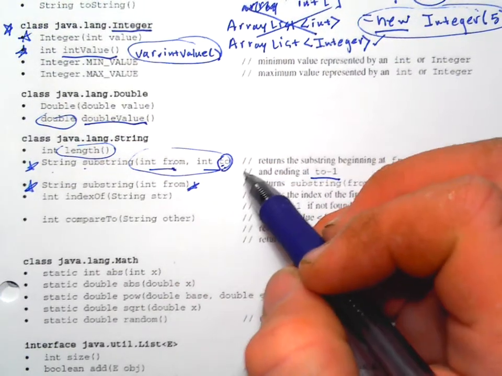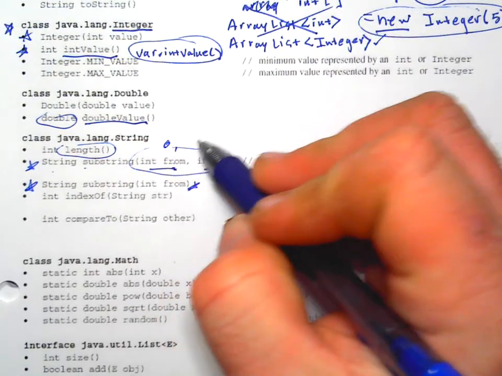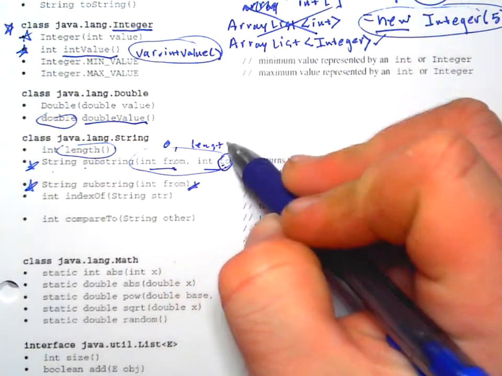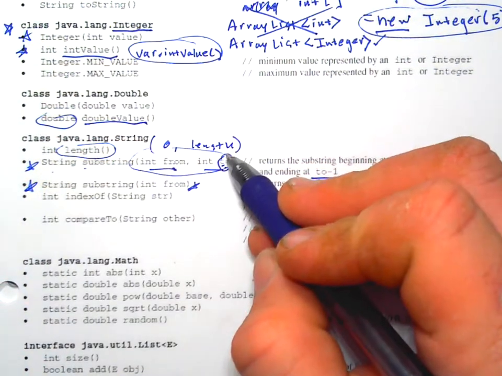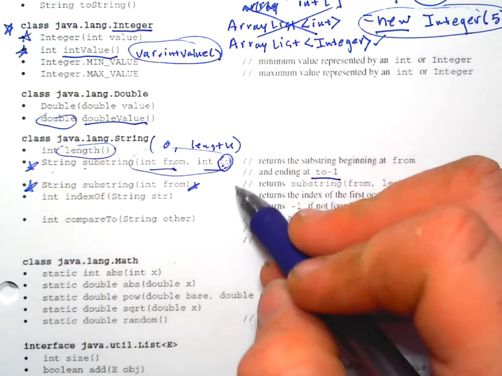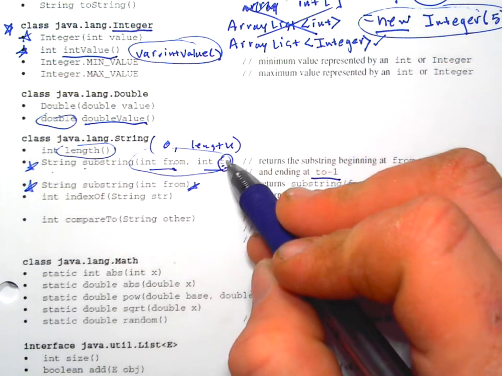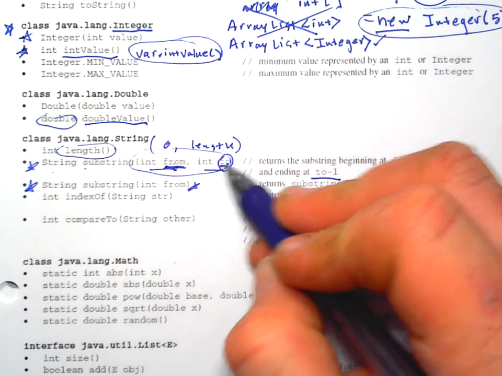So, for instance, if you wanted the whole string, you would say 0 to length, even though length is not the last spot. Length is the spot after the last spot. But this is the way the substring method works: it starts at this one, and it ends at the spot right before this one.